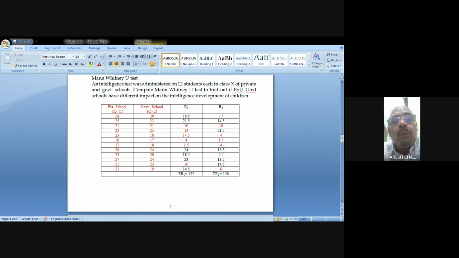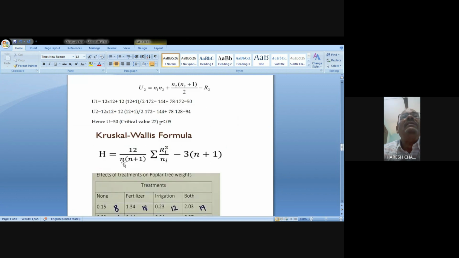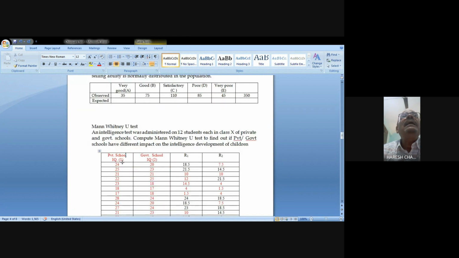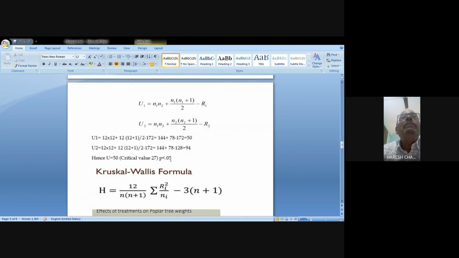If your claim is that non-government students have better intelligence than government students, and you write P is less than 0.05, you communicate that whatever I say, it is at least 95% true. P means probability of error. I accept that I may have error, but that is less than 5%. And the research community or scientific community will accept it.